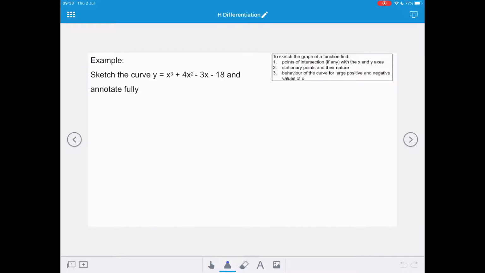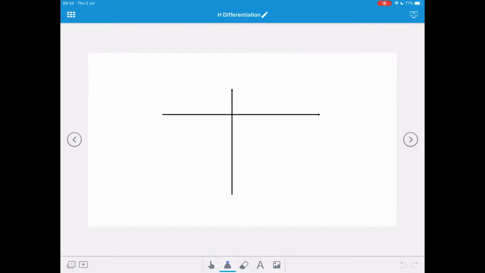Now in this example we want to sketch the curve y equals x cubed plus 4x squared minus 3x minus 18 and annotate fully. So we want to follow the same procedure. So step 1 is to find our points of intersection with the x and y axes. So we're going to let x equal 0 and y is going to equal 0 cubed plus 4 times 0 squared minus 3 times 0, take away 18, giving us an intercept on our y-axis of 0 and negative 18. And we can plot that onto our Cartesian grid at 0 and negative 18 and make sure that you label it.